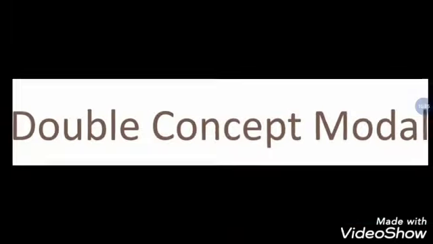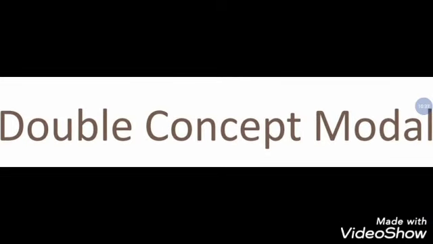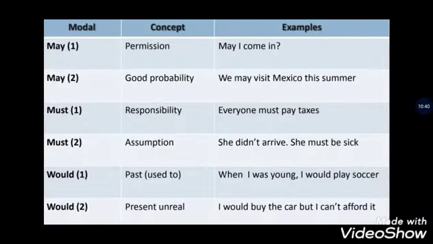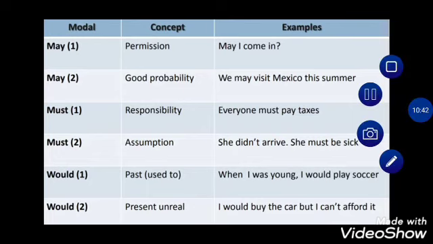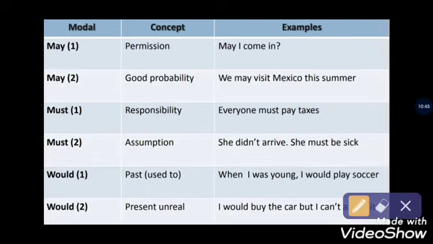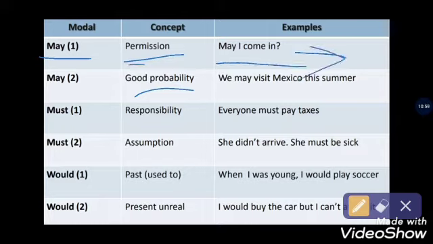Next we are going to discuss double concept modals. So let's start. The first double concept modal is may. First we can use it for permission, and secondly we can use it for good probability. For example, may I come in? Here we use it for permission. In the next sentence, we may visit Mexico this summer. Here we use it for good probability.